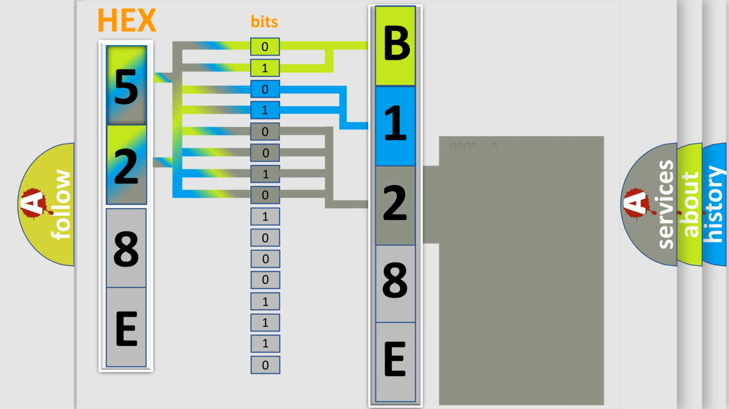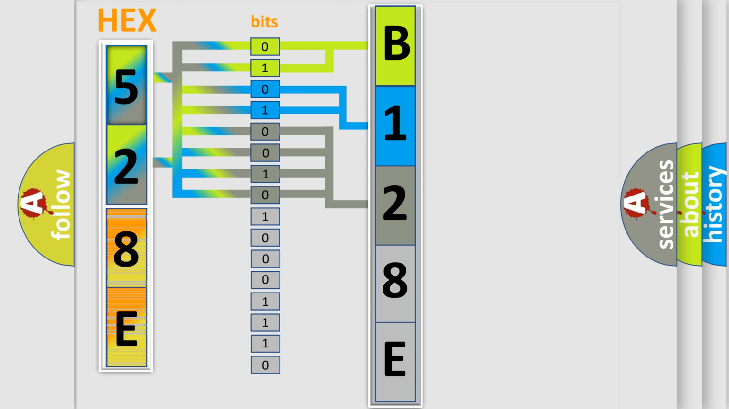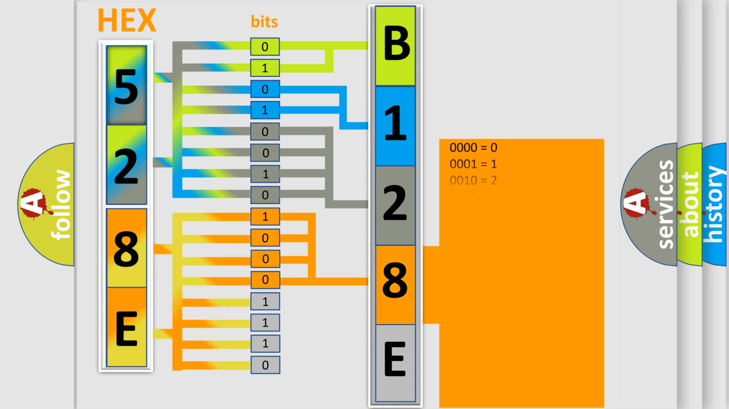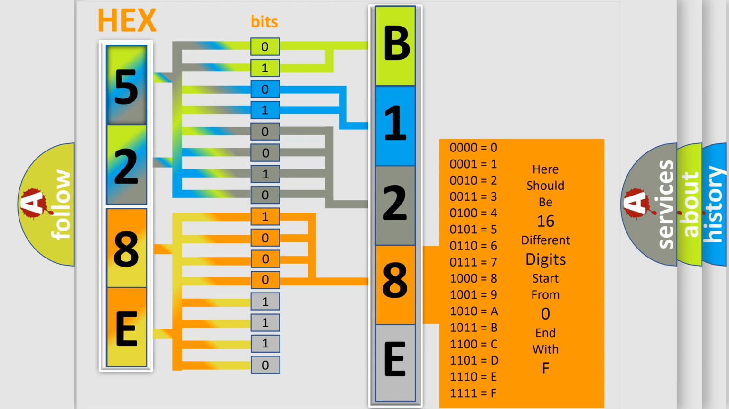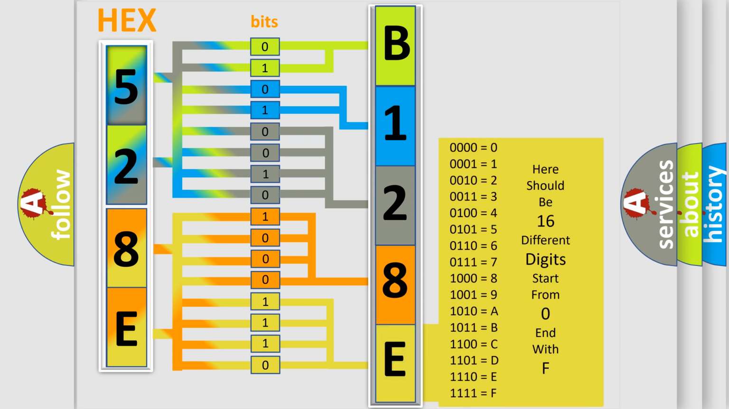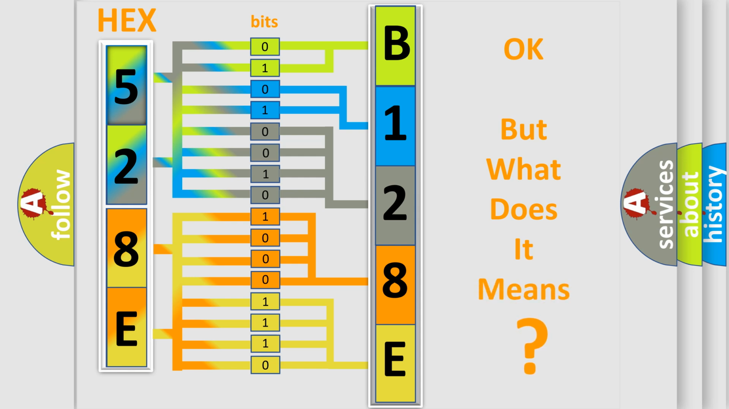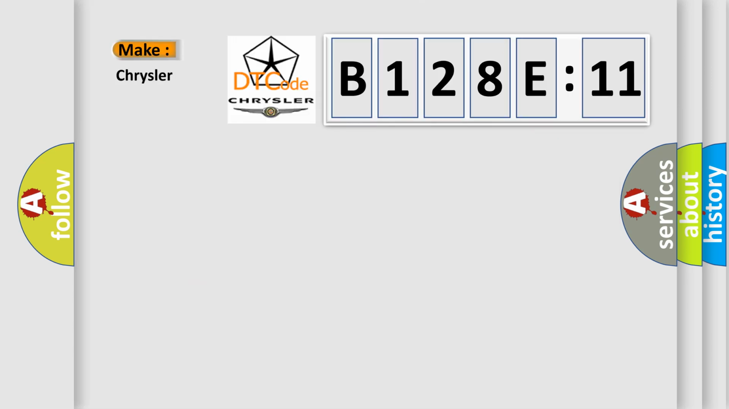The second byte is composed of a combination of 8 bits. The first 4 bits determine the fourth character of the code, and the combination of the last 4 bits defines the fifth character. A single byte conceals 256 possible combinations. We now know in what way the diagnostic tool translates the received information into a more comprehensible format. The number itself does not make sense to us if we cannot assign information to what it actually expresses. So, what does the diagnostic trouble code B128E-11 interpret specifically for Chrysler car manufacturers?